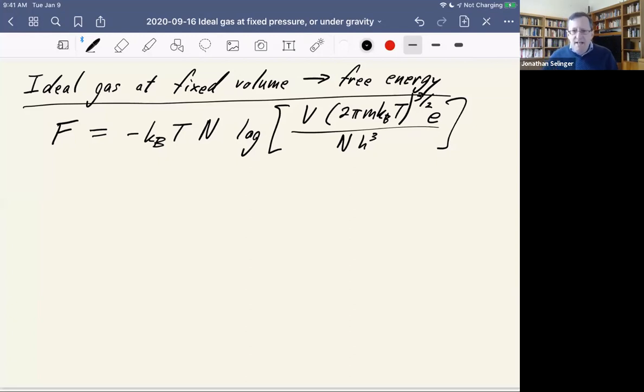All right. In the last class, we were talking about the ideal gas at a fixed volume. And we got in the end to the equation that's on the whiteboard, an equation for the free energy of an ideal gas at a fixed volume. Now, in this class, I want to generalize to an ideal gas at a variable volume.